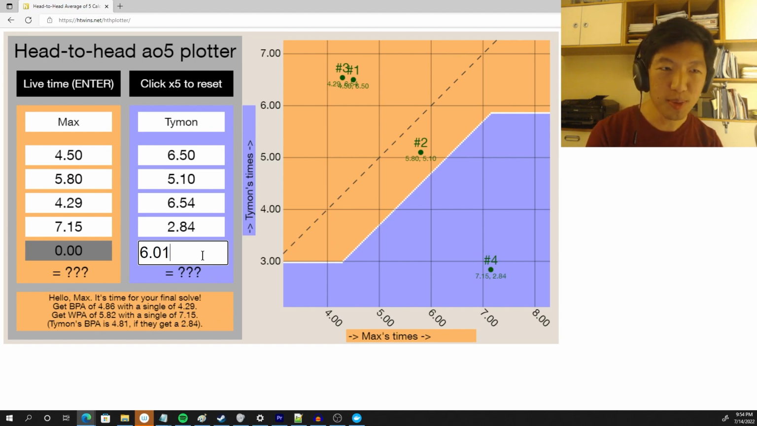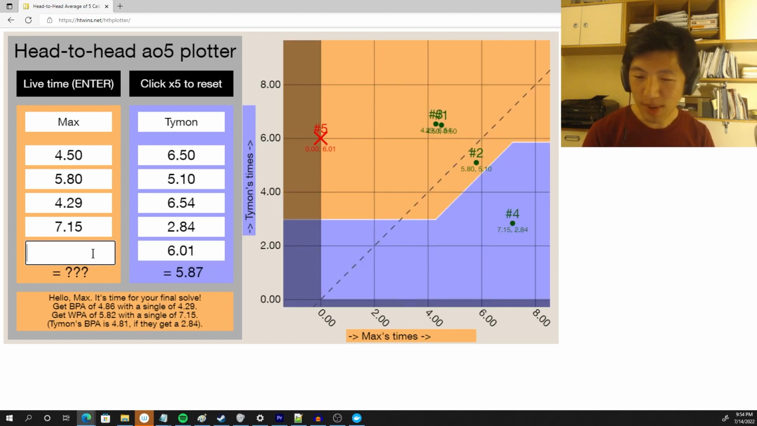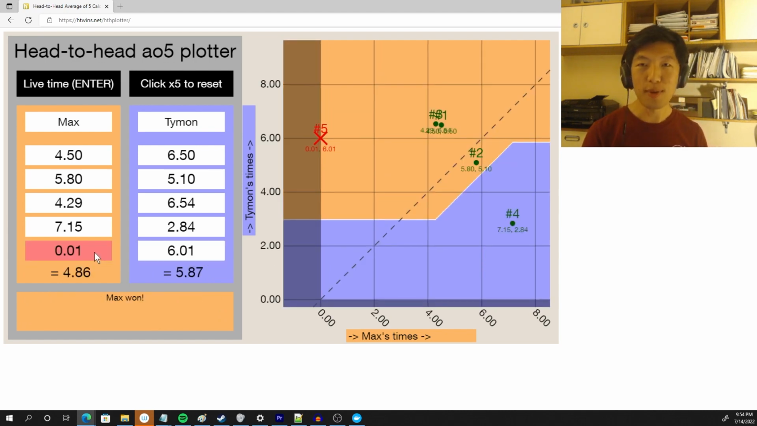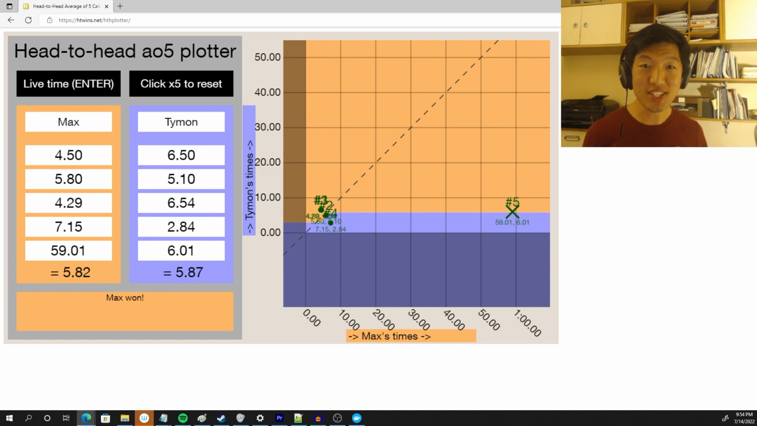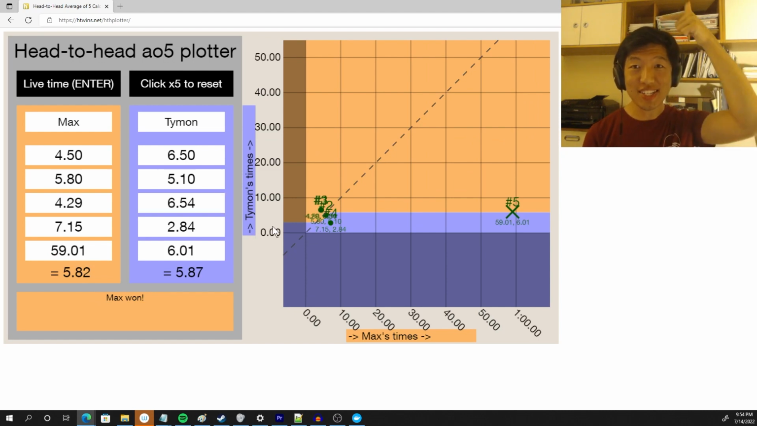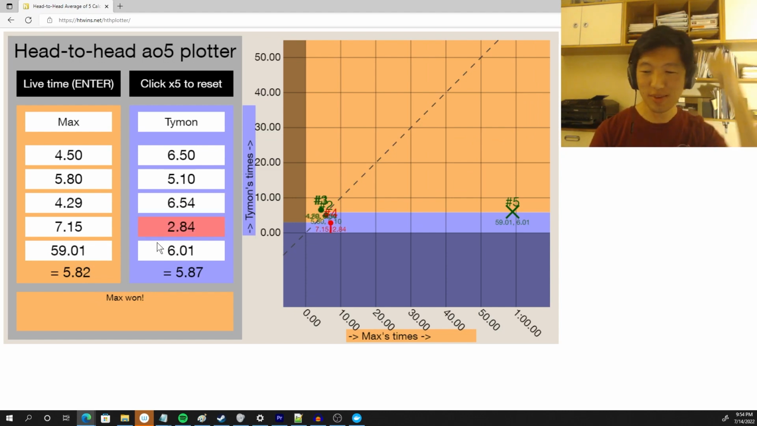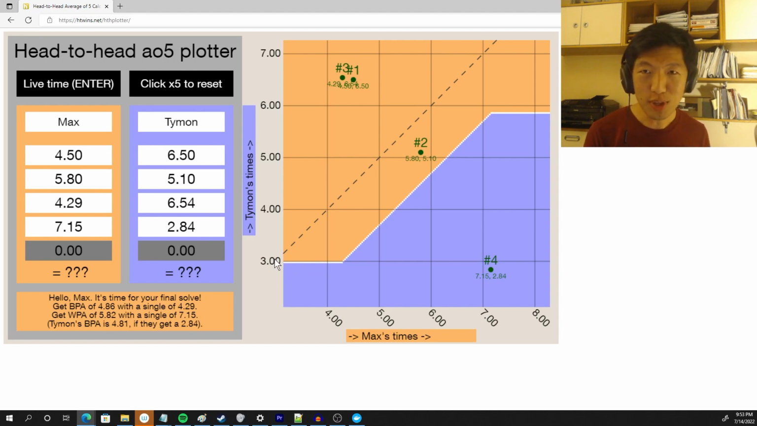For example, if Timon has a 6.01 and Max has a 0.01, Max has won the average. But if Max has an extremely slow 59.01, he still wins the average because the X is still in his orange region. Similarly, everything below the y equals 3 line is blue.